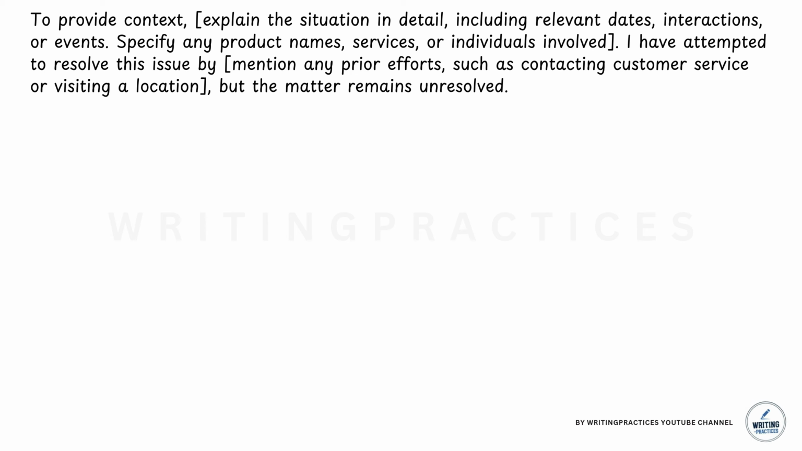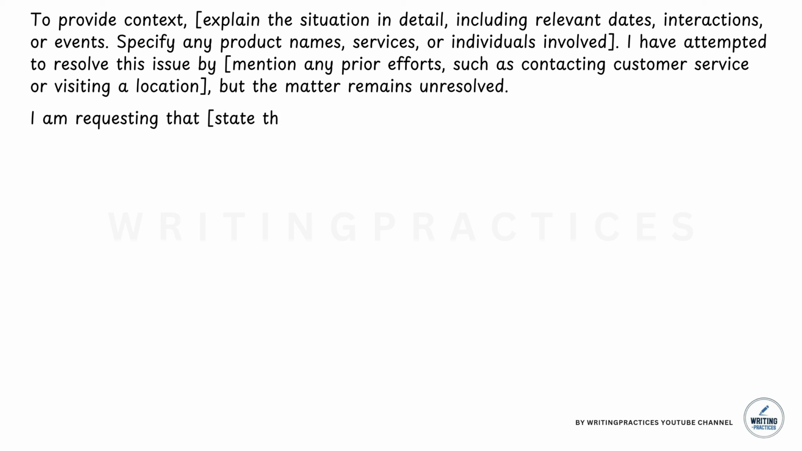Second body paragraph. Now, in the second body paragraph, highlight any previous attempts you've made to resolve the issue. Mention who you spoke to, what actions were promised, and why these efforts were unsuccessful. For example, I called your customer service line on date and spoke with name if available. They assured me that a replacement would be shipped within 7 business days. However, it has now been 3 weeks, and I have received neither the replacement nor an update on the status of my request. By including this information, you demonstrate that you've made reasonable efforts to address the problem and are now escalating the issue through formal channels.